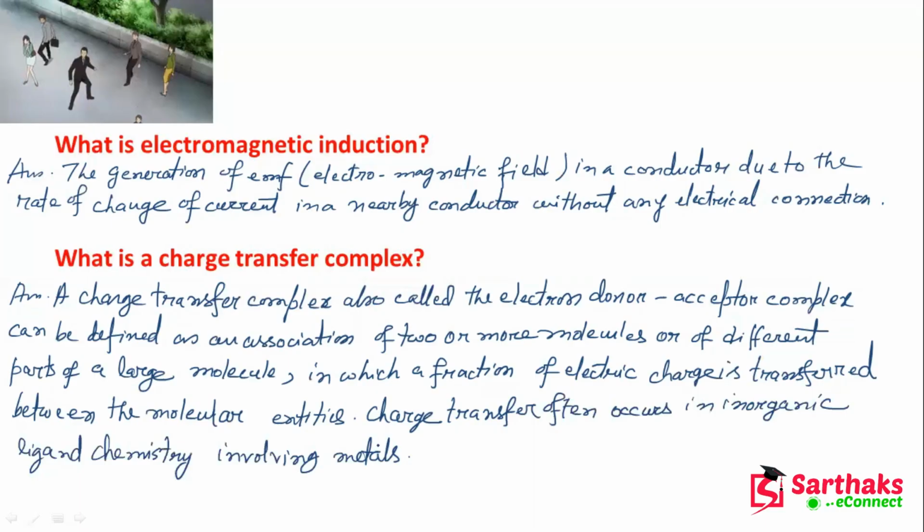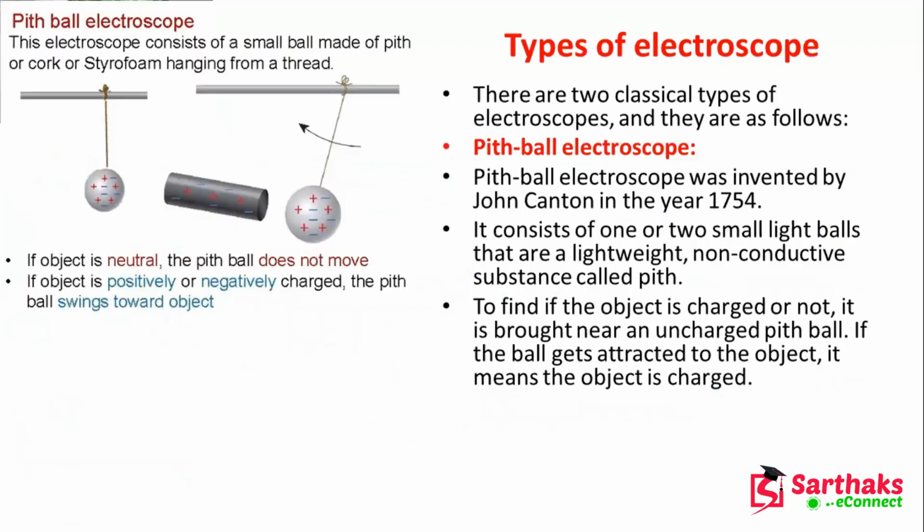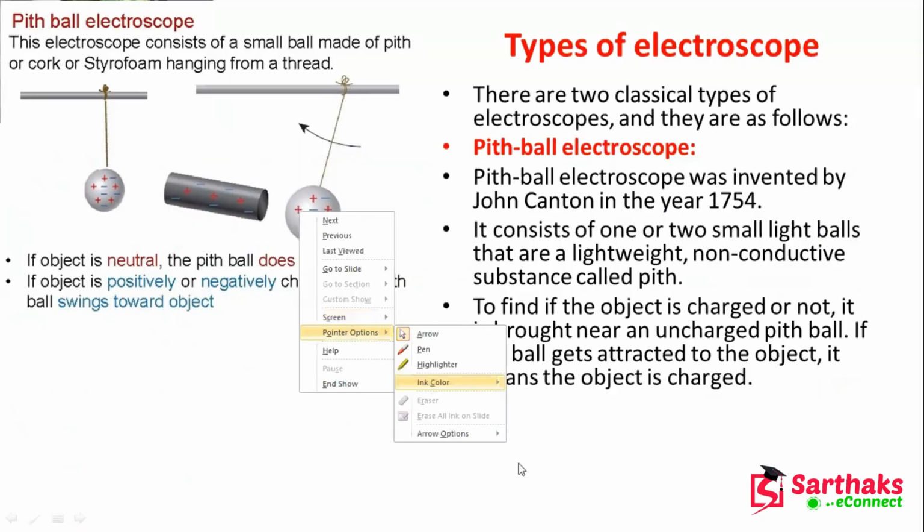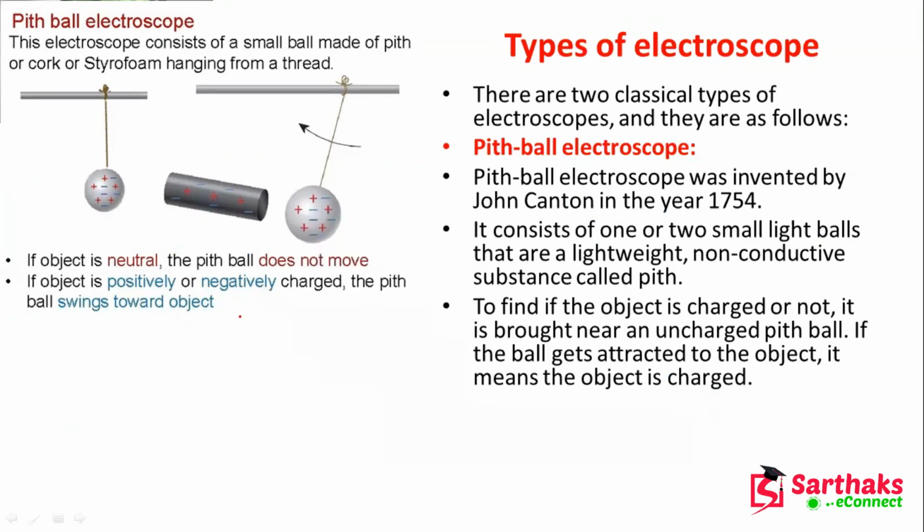Okay, so next move on. So types of electroscope. There are two types of electroscope. One is the pitch ball electroscope. Another, already we have discussed, that is the gold leaf electroscope. The pitch ball electroscope was invented by John Canton in the year 1754.